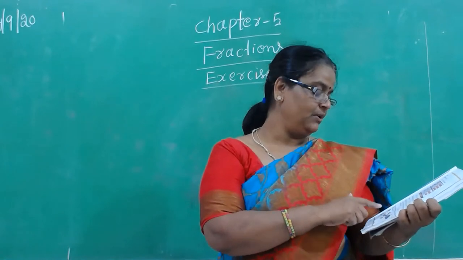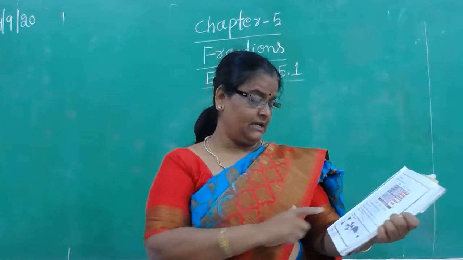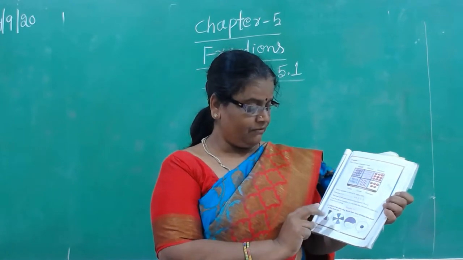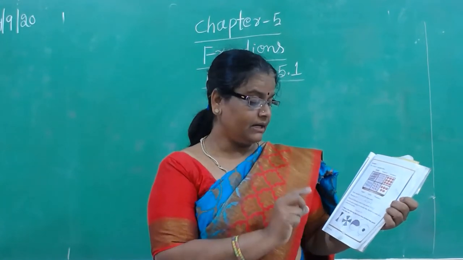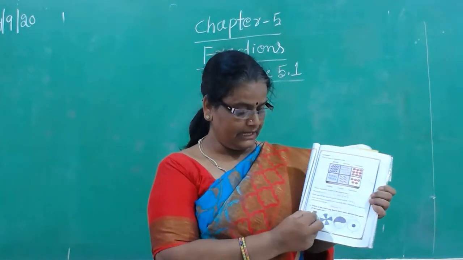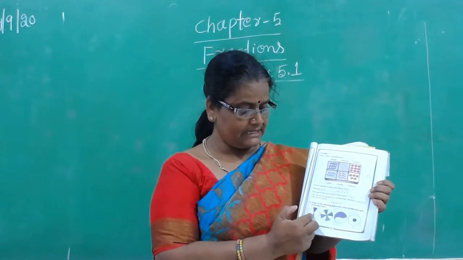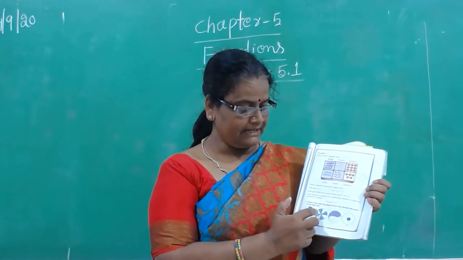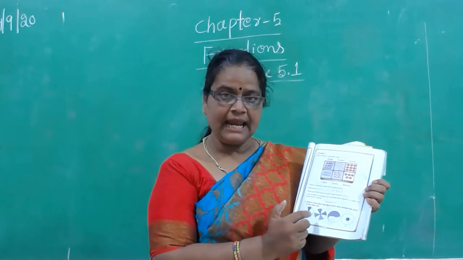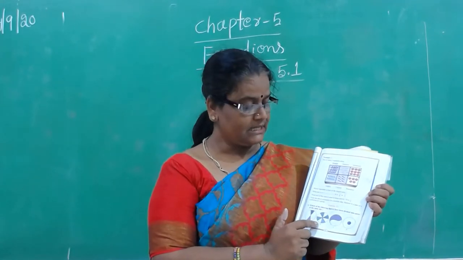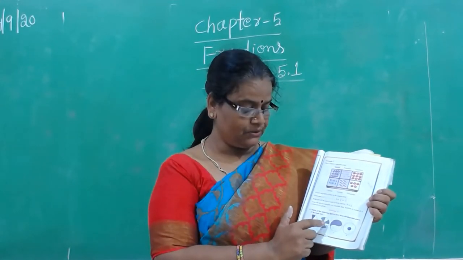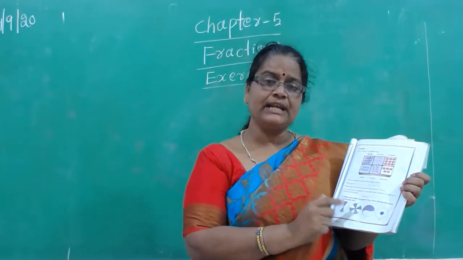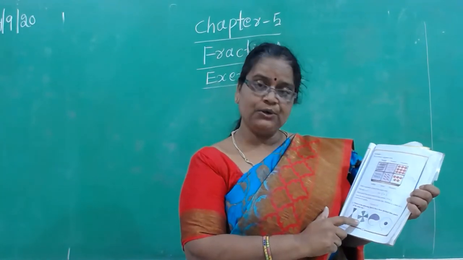Which of the figures have been divided into the same size? Same size or equal size? This is A, B, C, D. So which are divided into equal parts? This is not equal. Only this much is shaded. This is not equal. So this B is a full circle divided into 1, 2, 3, 4, 5, 6, 7, 8 parts. 4 are shaded. So this is divided into equal parts.